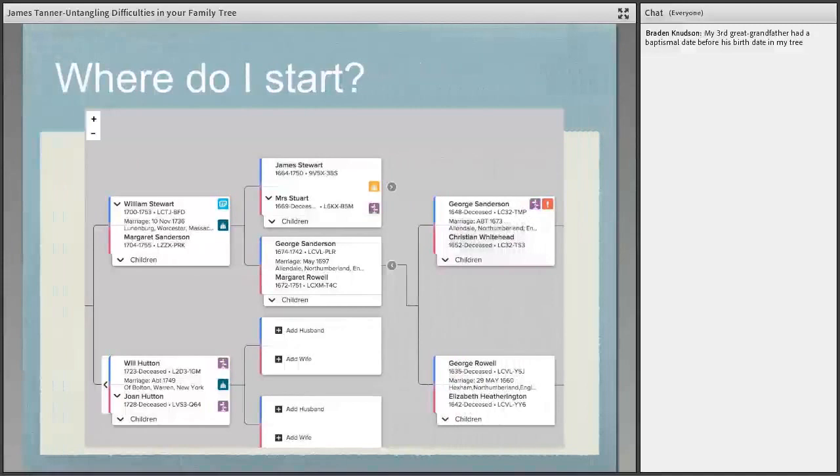So where do I start? What do I start with? This is a view of a common pedigree issue in the family tree. You'll note on this particular slide that there are a number of colored icons on the family entries here. So those little icons there indicate information that's being communicated from FamilySearch to you about the condition of the entries as they appear in the family tree.